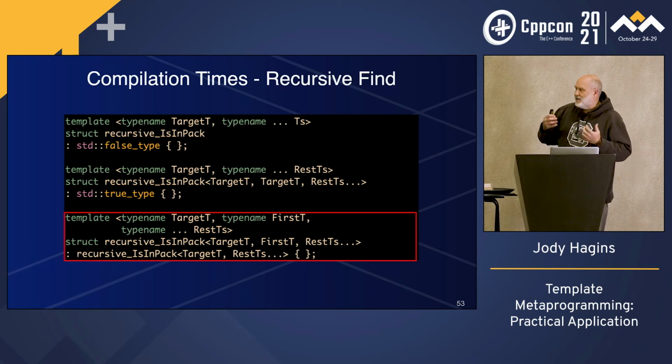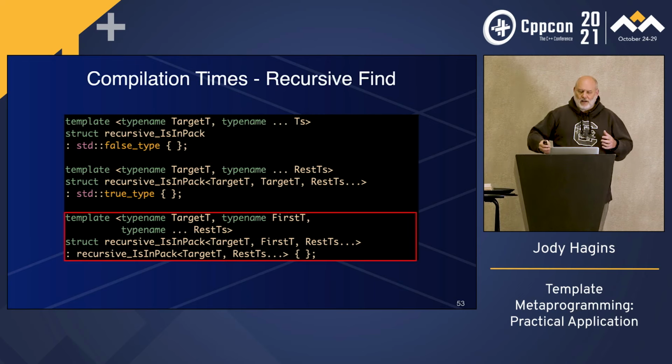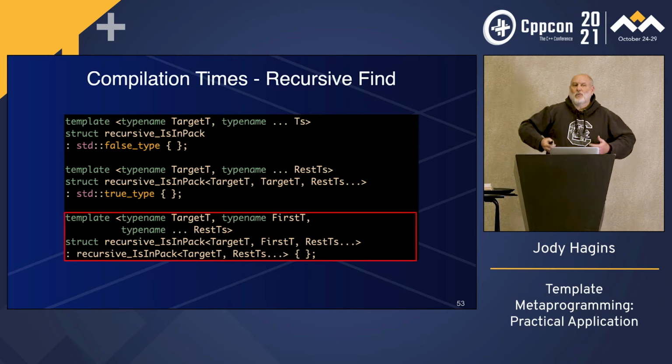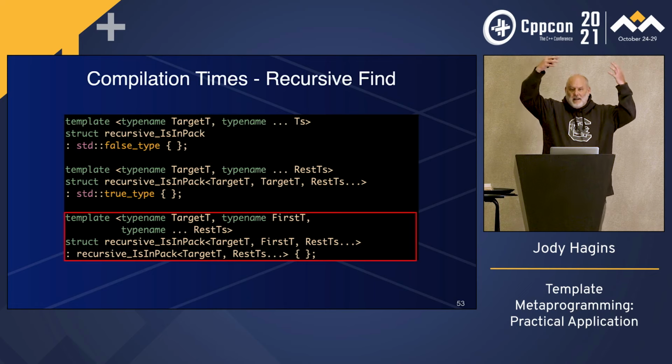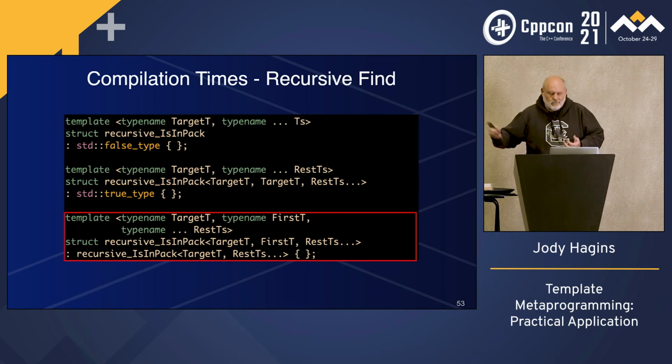It's inheriting from recursive is in pack, target, rest T's. It's saying, okay, now I'm going to recurse. I'm going to go back to the top. I'm going to inherit from another class and let it look in the rest of them. Because all I know how to do is compare: am I the first one? Is the first one the one I'm looking for? That's all I know how to do. If it is, I'm done. If not, then I need to ask myself again, or ask a version of myself again, hey, can you check on the rest of them?